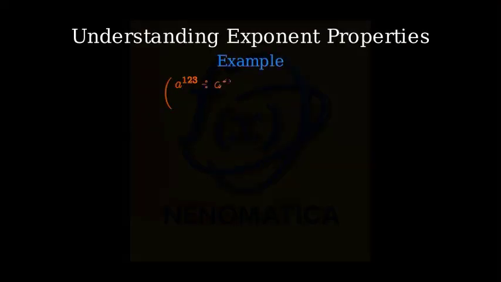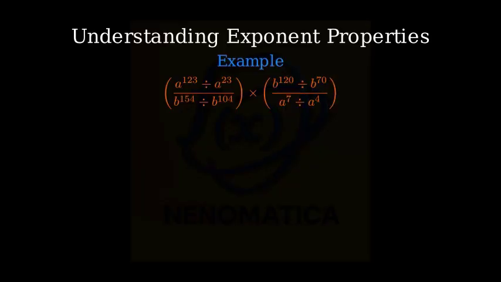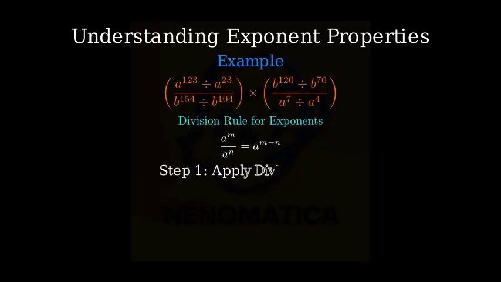Let's look at the example we need to solve. To solve this problem, we'll apply several exponent properties. First, let's recall the division rule for exponents. When dividing powers with the same base, we subtract the exponents. This means that a raised to the power m divided by a raised to the power n equals a raised to the power m minus n. Let's begin solving our problem.